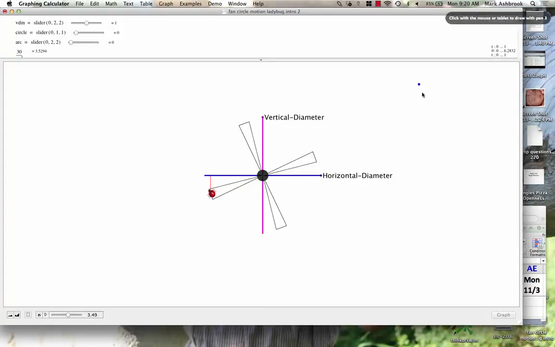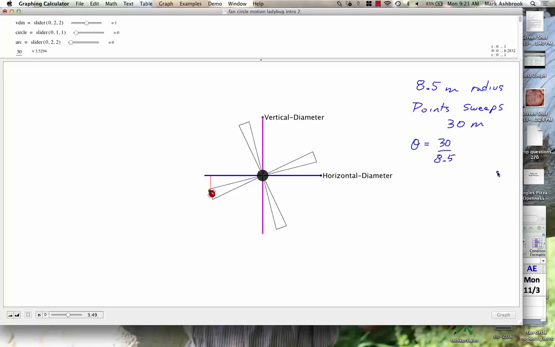Okay, so this is our wind turbine. Our wind turbine has a radius of 8.5 meters. The point sweeps 30 meters from the 3 o'clock position. And we just found that the angle in radians would therefore be 30 over 8.5. We want to know how many radius lengths of length 8.5.